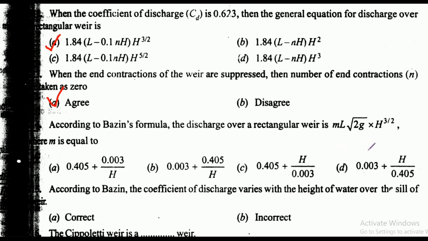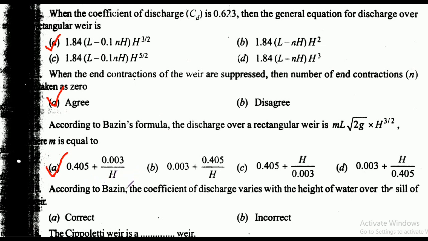Next is, according to Bazin's formula, the discharge over a rectangular weir is m L into under root of 2g into H raised to 3 by 2, where m is equal to, here friends these are the options, and here the correct answer is option A, that is 0.405 plus 0.003 upon H.